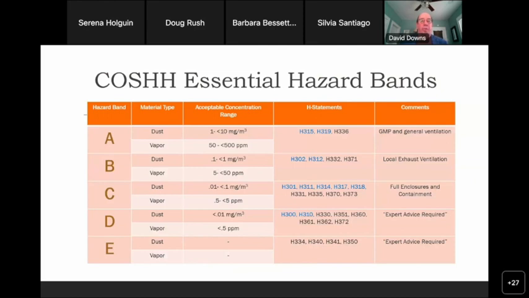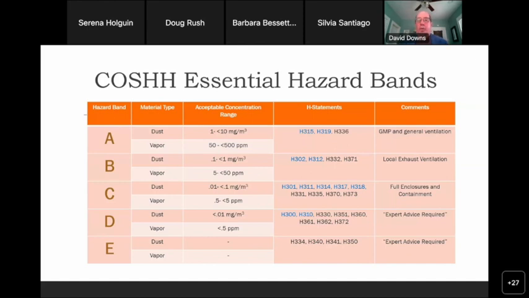So this is what their bands look like. They used a 5-band approach. And so you can see the kinds of acceptable concentration ranges that the A band would cover. Slightly different than what NIOSH has, but very, very similar. And again, lower acceptable concentration ranges get assigned to a higher hazard band.